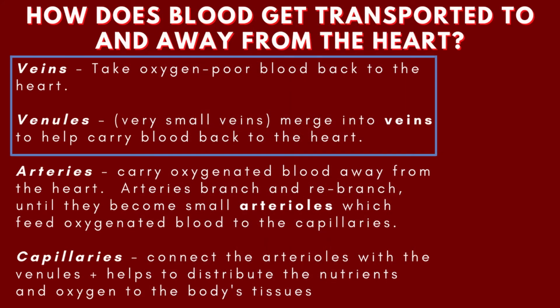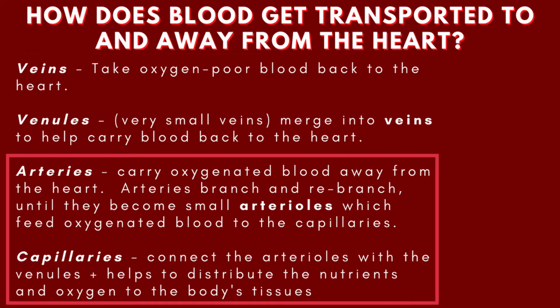Blood gets transported to and away from the heart with the help of veins, venules, arteries, and capillaries. Veins take oxygen-poor blood back to the heart. An example is our biggest vein, the inferior vena cava, which I mentioned earlier. Venules are very small veins that help carry blood back to the heart.